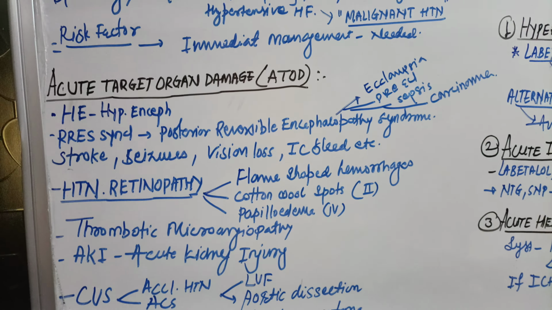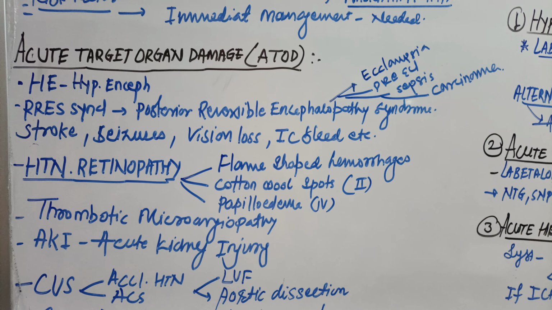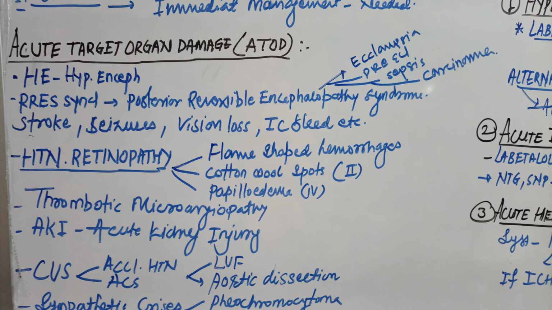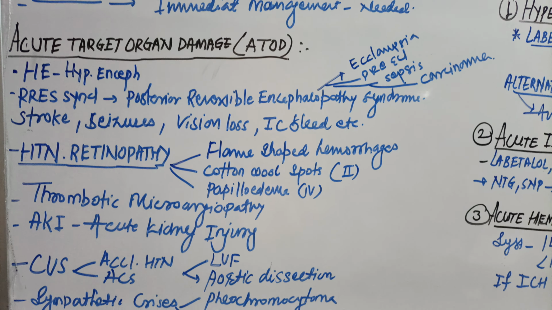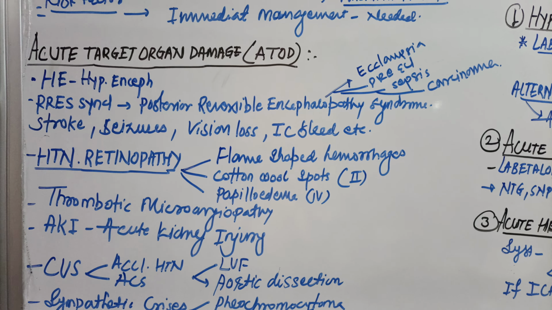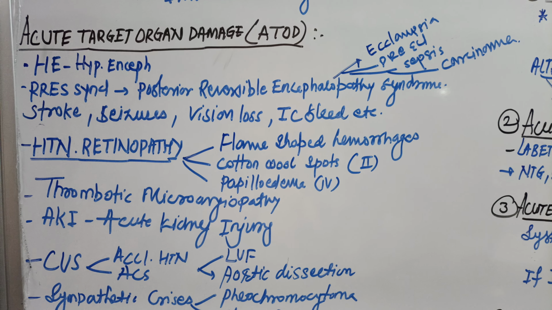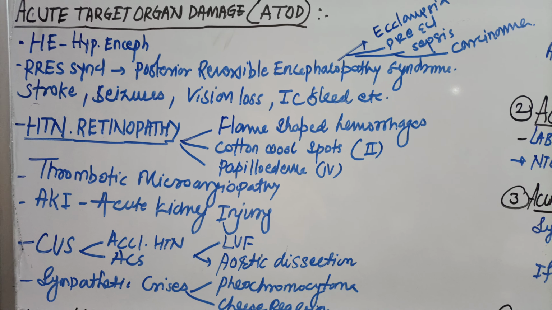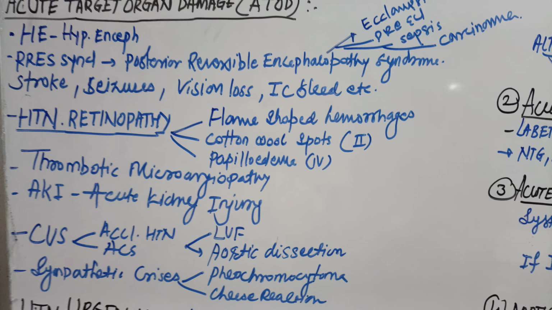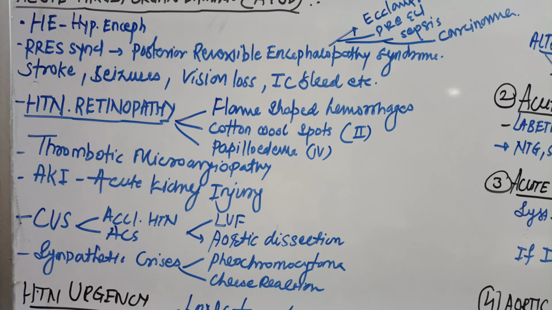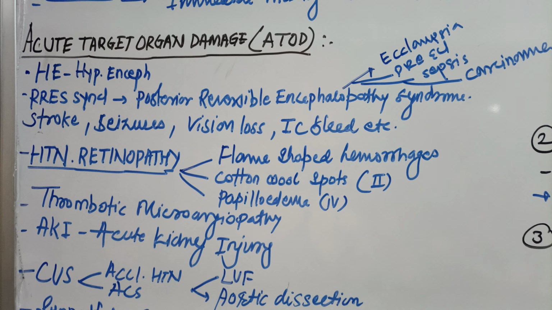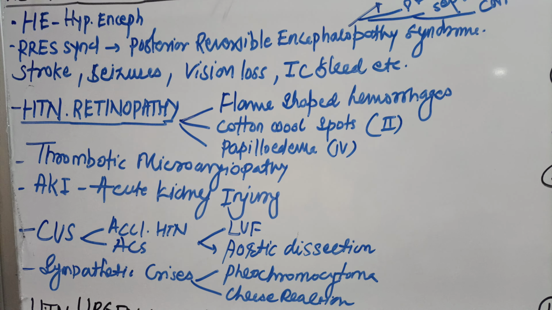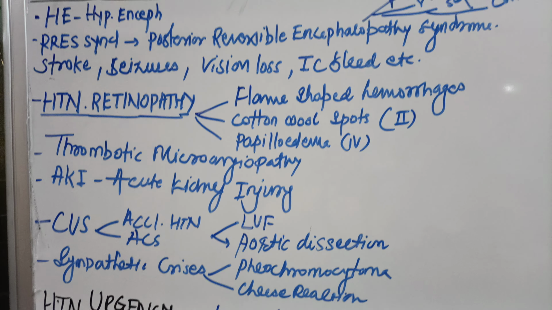Different organs are involved, taking from head to toe. Hypertensive encephalopathy can be there. PRES syndrome, that is posterior reversible encephalopathy syndrome, is common in eclampsia, preeclampsia, severe sepsis, carcinoma, stroke, seizures, vision loss, intracranial bleed or subarachnoid hemorrhage, etc. In hypertensive retinopathy, we know there is a classification called the Keith and Wegener classification. In hypertensive retinopathy, there can be flame-shaped hemorrhages, cotton wool spots, papilloedema, thrombotic microangiopathy, acute kidney injury.